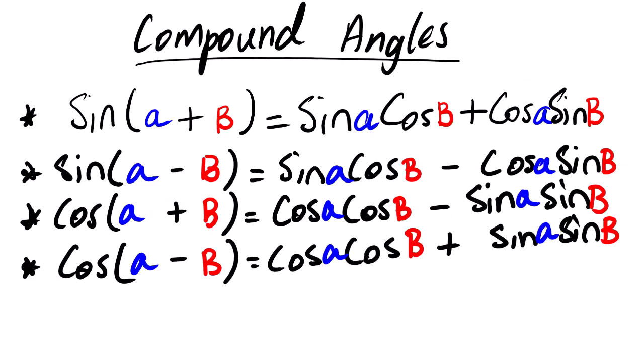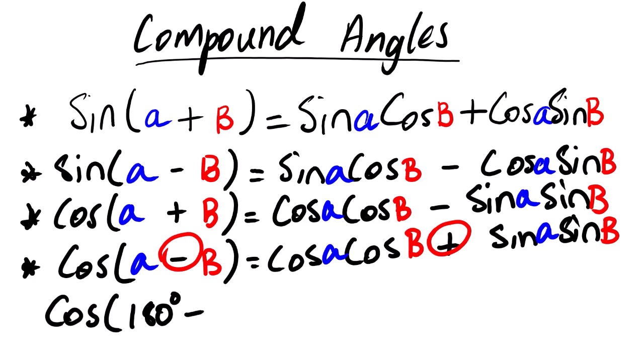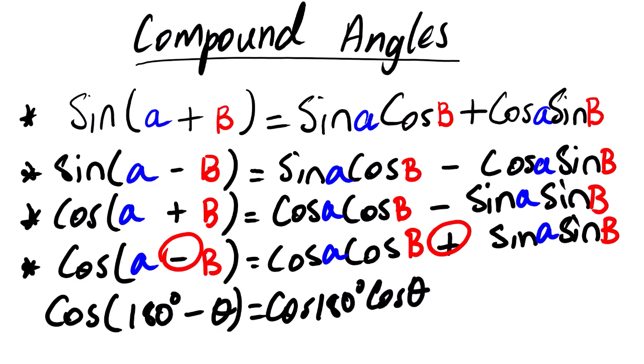The last equation is cos(A - B). So you can see the difference. If we have a negative, then it means our expansion sign will be positive. For example, cos(180 - theta). This will be cos 180 cos theta plus sine 180 sine theta.